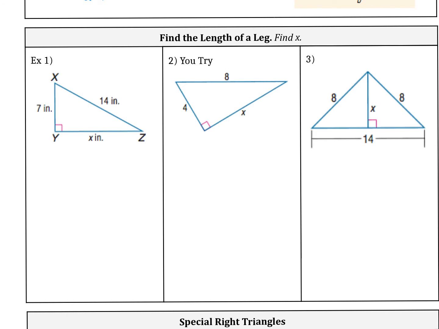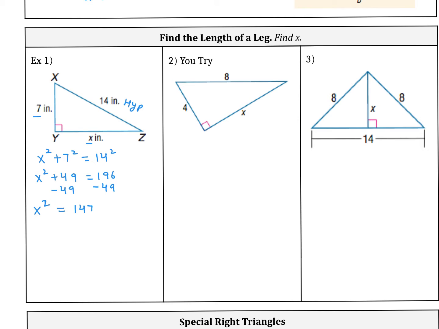So for example number 1, you're going to have your hypotenuse as 14 and the other two legs are 7 and x. If you're using the Pythagorean theorem, you're going to have x square plus 7 square equals 14 square. So you're going to have x square plus 49 equals 14 square, and 14 square is 196. You're going to subtract 49 on both sides and you're going to get x square equals 147.